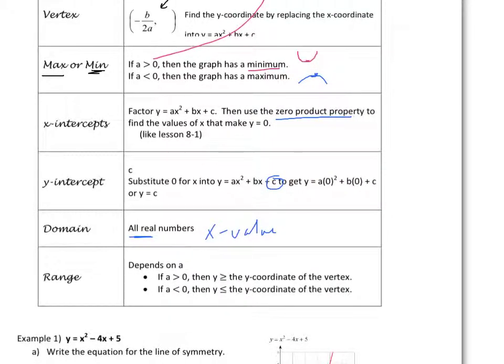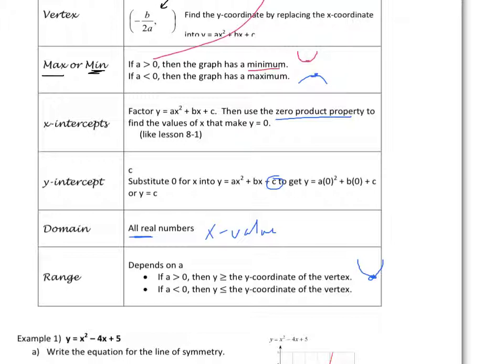So if a is greater than 0, remember that it will open upward. Therefore, the y is greater than or equal to the y coordinate of the vertex. So your range would be that value and higher. We've seen graphs like that in the past.